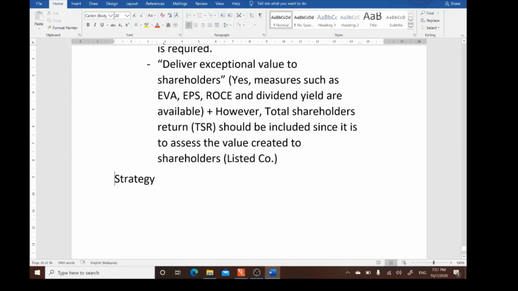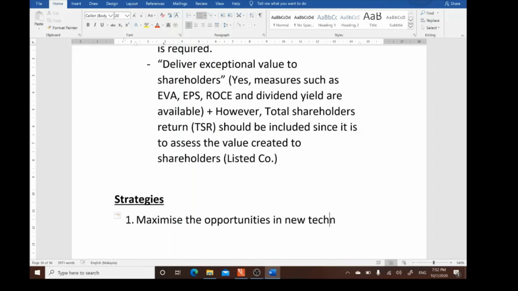So we believe that class, in terms of the strategy, we have quite a number of them. And of course, in the question itself, I have stated and identified only one. But actually, we have more than one in this case. So we're going to identify one by one. For example, the first one that we can see here technically is to maximize the opportunities in new technologies. So that's going to be the first strategy.